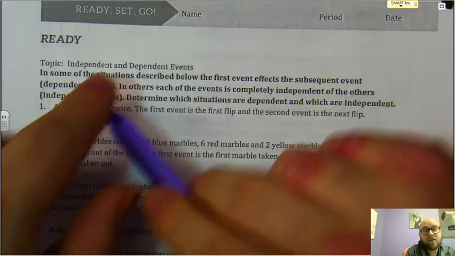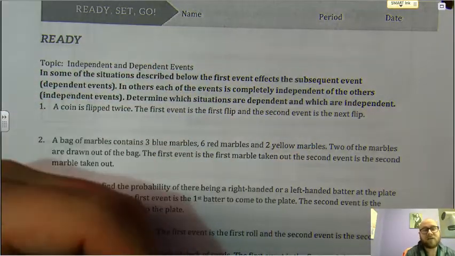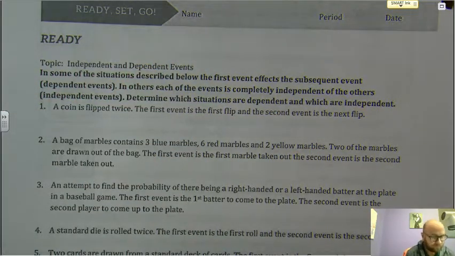The first topic in our ready section is independent and dependent events. What this matters about is how one event influences the following event. Now, if one event doesn't influence the next event, they're said to be independent. One does not matter about the other. But if one event relies on the previous event to determine its probability, it's dependent on that action.